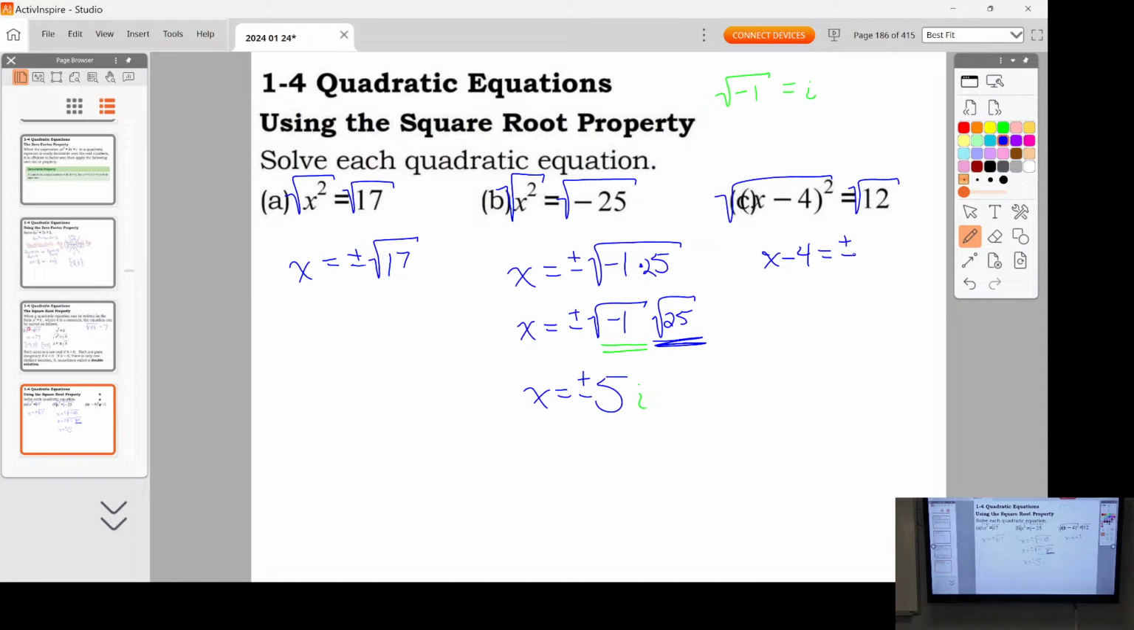Is 12 a perfect square? No. Are there any perfect squares that go into 12? Yes. Just 4, right? So would you agree that I could rewrite 12 as 4 times 3? 4 times 3 is 12. Okay.